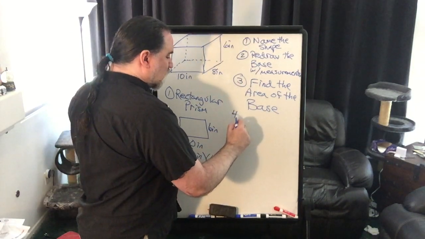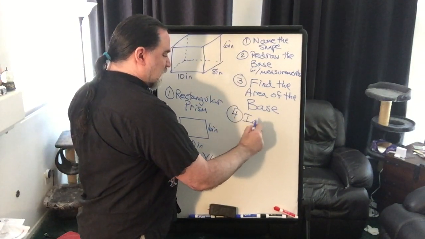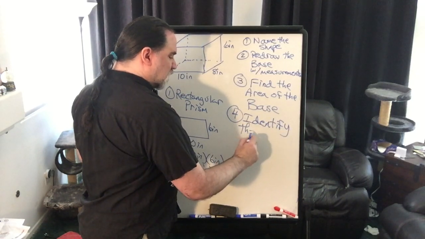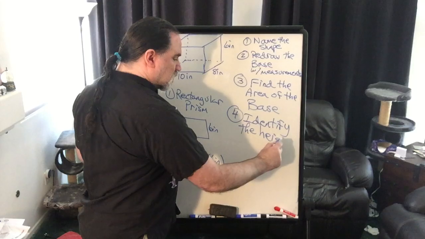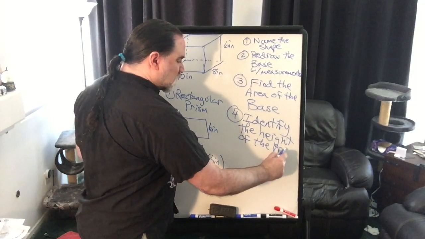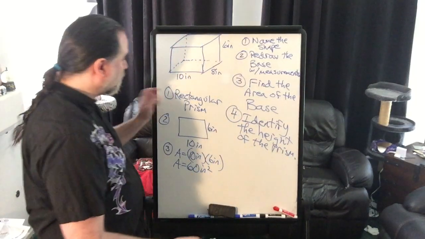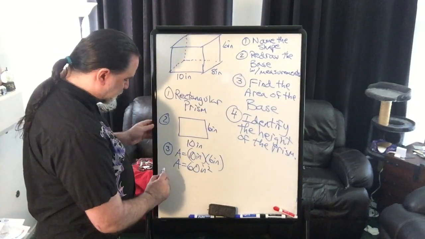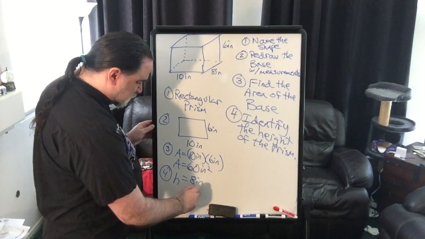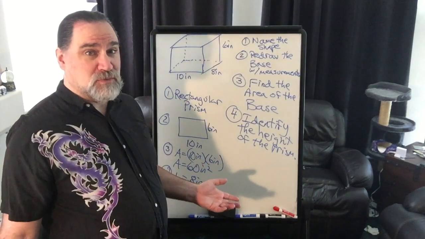So step 4 for us is going to be identify. And again, this means we're not actually calculating anything. Identify the height of the prism. And that's always going to be the number I haven't used yet. In our case, it's going to be the 8. So H is going to be 8 inches. Nice and easy. I don't have to do much calculation.